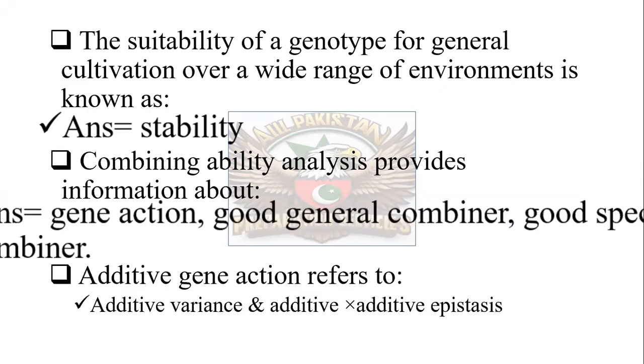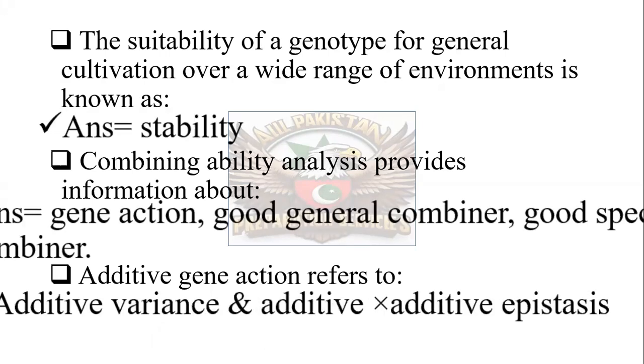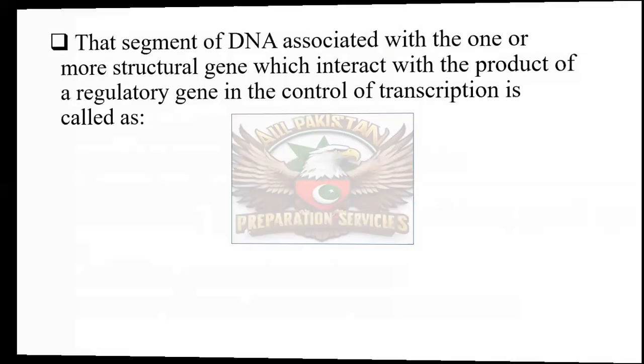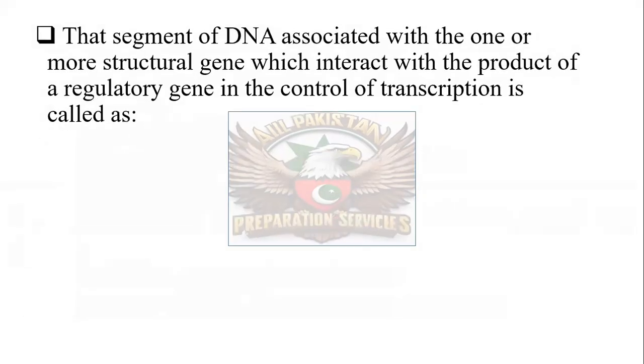Additive gene action refers to additive variance and additive multiplied by additive epistasis. This is the additive gene action. Next question, the segment of DNA associated with one or more structural genes which interacts with the product of a regulatory gene in the control of transcription is called operator.